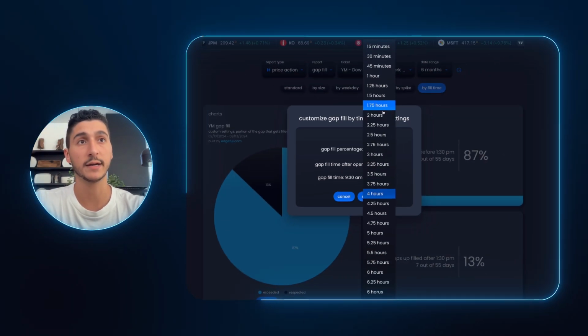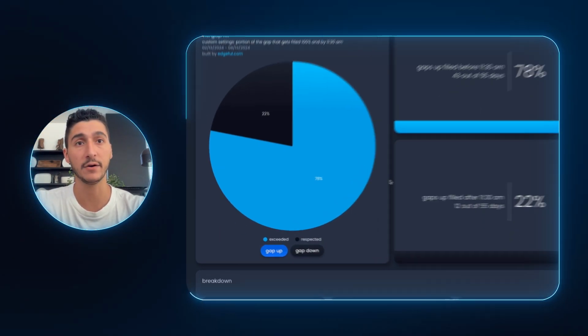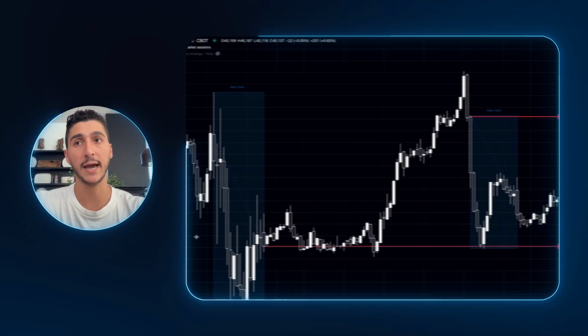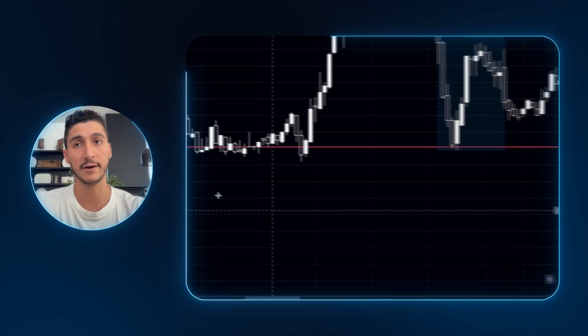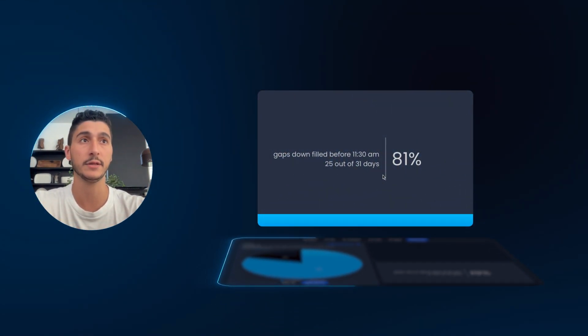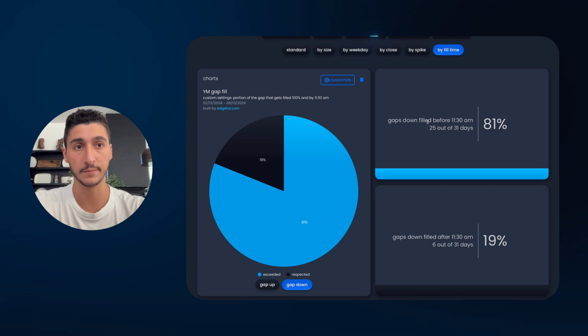So I'm just going to switch back to 2 hours here, and I'm going to show you for gap down what the stats are. So you can see here again, if there's a gap down, which would mean that price opened down here below this previous day's close, 81% of the time, the gaps will fill before 11:30.